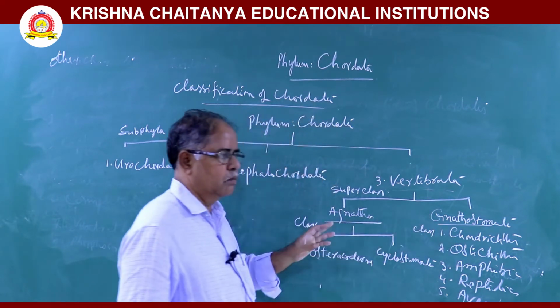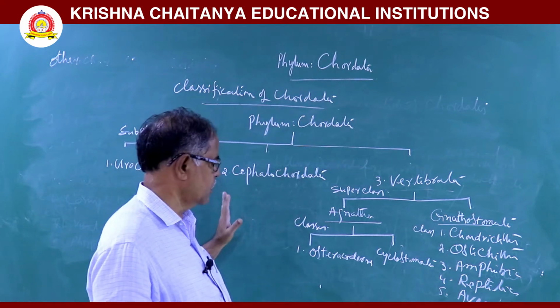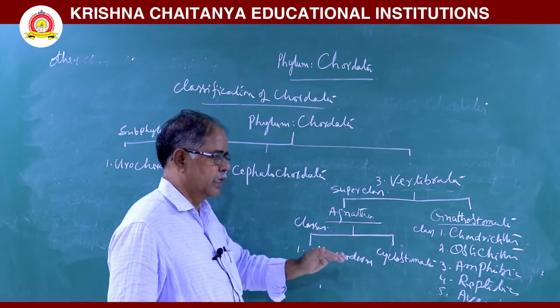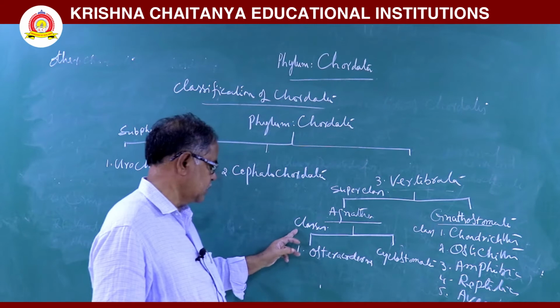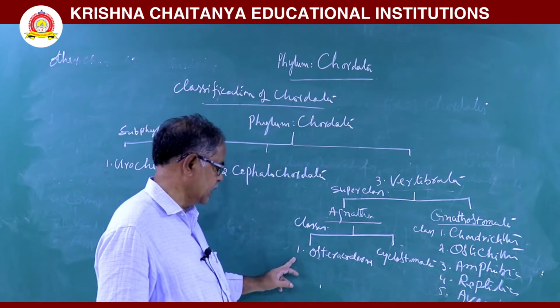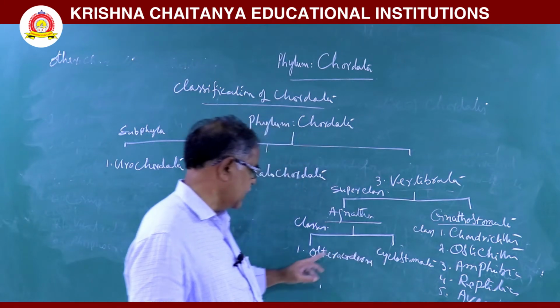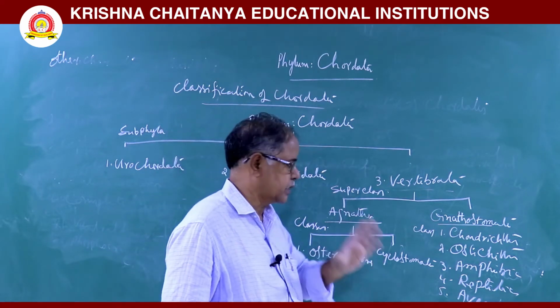In Agnatha, the mouth is not surrounded by jaws. In Agnatha, some are extinct, some are extant. So, this superclass Agnatha is further classified into two classes. One is Ostracodermi, second one is Cyclostomata. Ostracoderms are extinct agnathans, cyclostomes are extant agnathans.